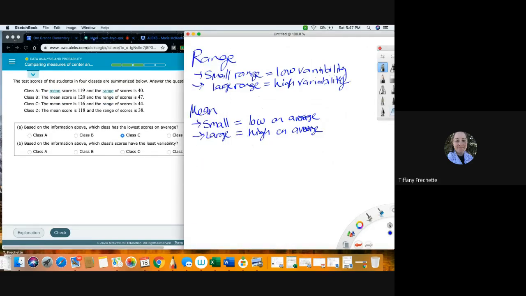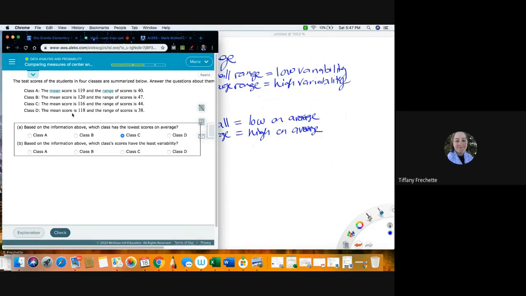So we want low variability, which means we want a small range. So we want to go to the range, and we want the smallest one, which is 40. So that's class A. Check.